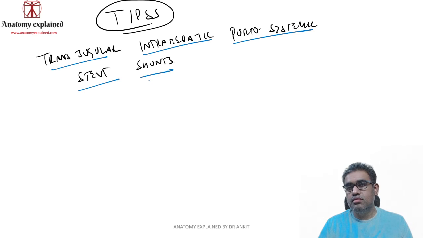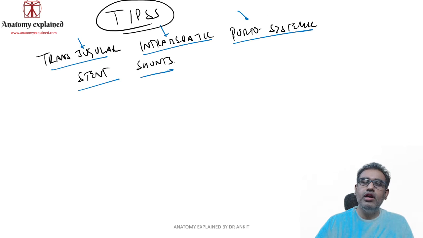Now what does it mean? You have to enter via the jugular veins, you have to reach the liver. Inside the liver you have to search for the portal and systemic circulation, and you have to place a stent over where the shunt is between the portal and systemic circulation. So that is your TIPS. Now how to understand it?